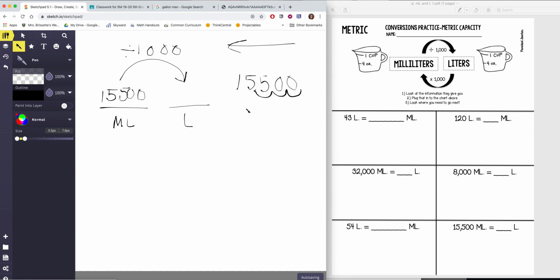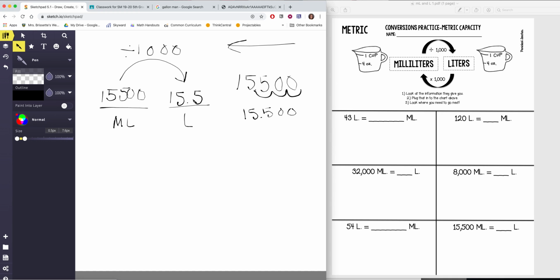So my answer would be 15.500. But if I am a mathematician, I want to be in simplest form and efficient. And those extra zeros are just hanging out here meaning nothing. So let's write our answer in simplest form: 15 and 5/10, or 15.5 liters.